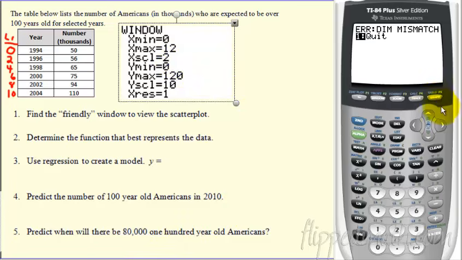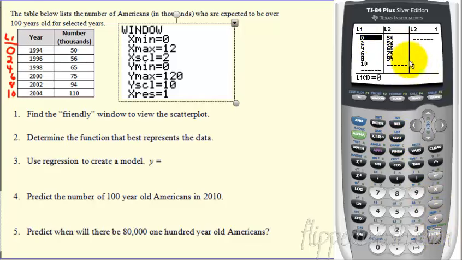Boom. I got it. What? Aha! I made a mistake. I wanted to show you this error because it comes up all the time. Dim mismatch means this. It means you were missing a point here. See how down here I forgot to put its partner in. So I forgot its partner here. I left 110 off. So if you get that, it means it's uneven data. Your stat plot can't graph it.